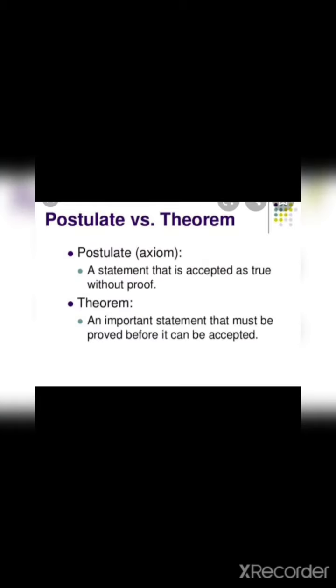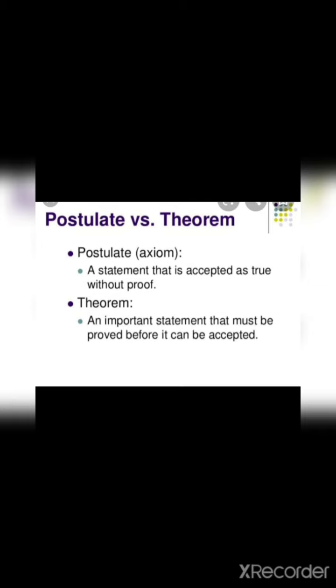In the introduction to this chapter, different types of angles and different types of lines are discussed. Starting from this chapter onwards in geometry, you are going to study some theorems. Before that, what is the difference between a postulate or axiom and a theorem? You have to know the words axiom as well as theorem. What is an axiom or postulate? A statement that is accepted as true without proof. Based on some definitions, we accept a statement as true without any proof. That statement is called an axiom.